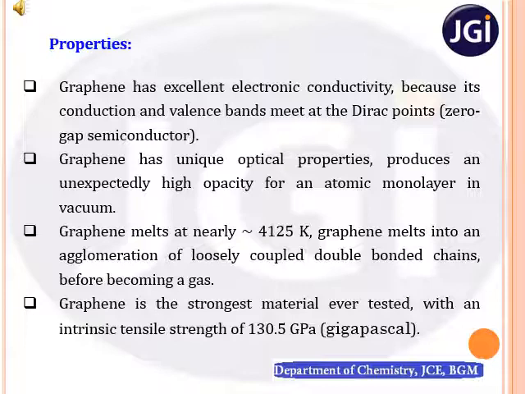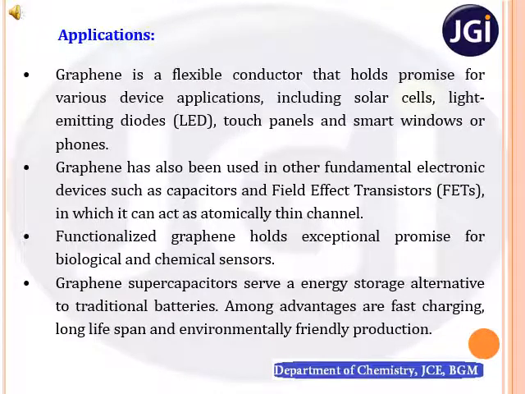Based on these properties, it finds extensive application in the field of science and day-to-day life. Let us see the applications now. The applications of graphene include solar cells, light emitting diodes, touch panels, and smart windows or mobile phones. These applications are due to its flexible conducting properties. Graphene is being extensively used in mobile phones.